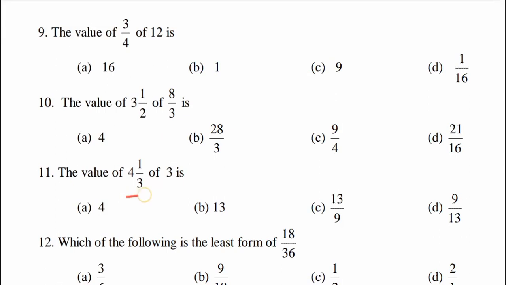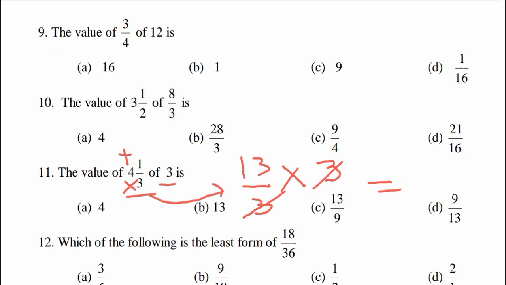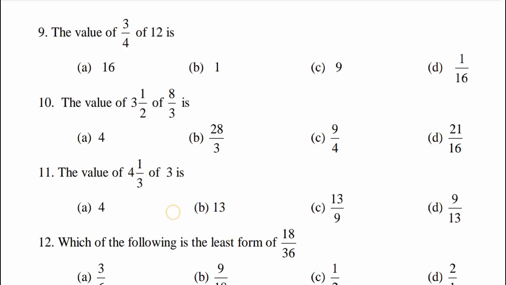The value of 4 integer 1 upon 3 of 3 is. First of all, you have to convert this mixed fraction into improper. 4 3s are 12 plus 1, 13, so 13 upon 3 of 3. So we have to multiply it with 3. The 3s cancel and the answer is 13, and it is given in option B. Question number 12.